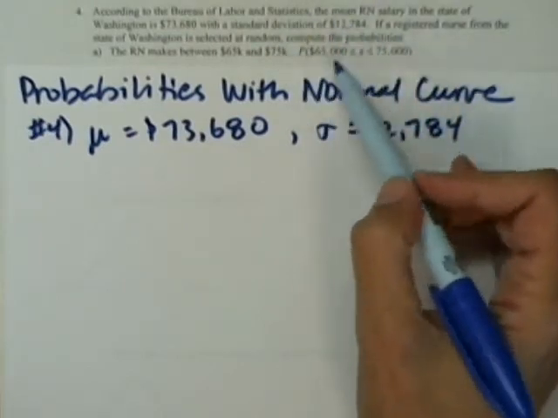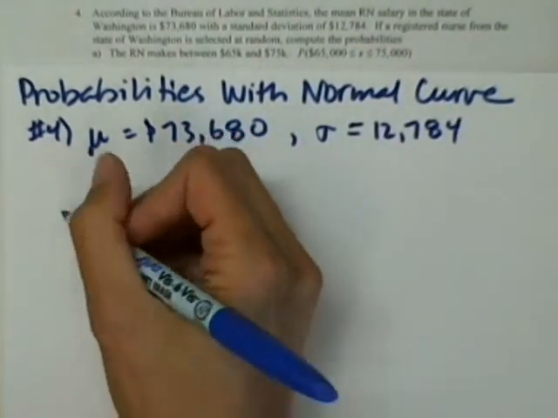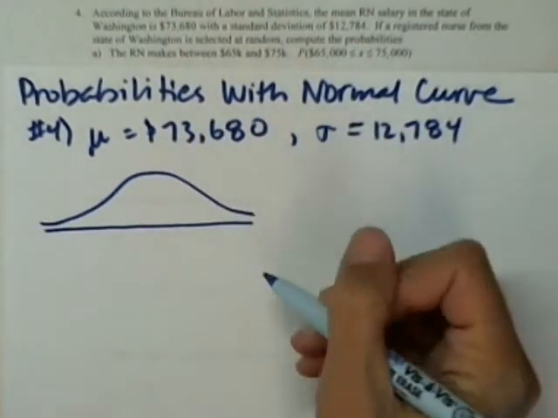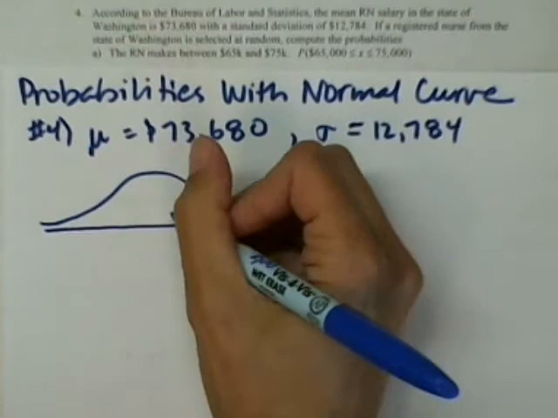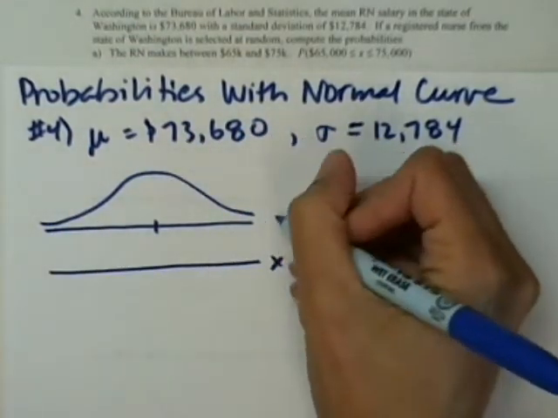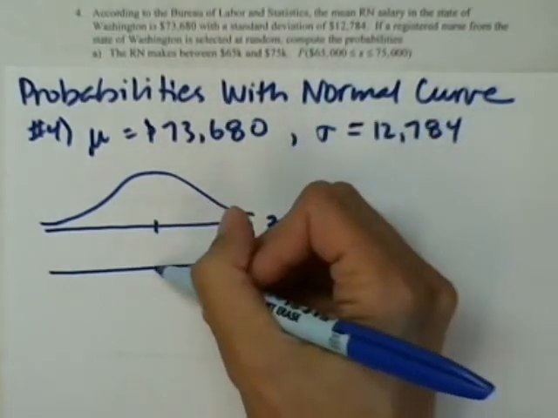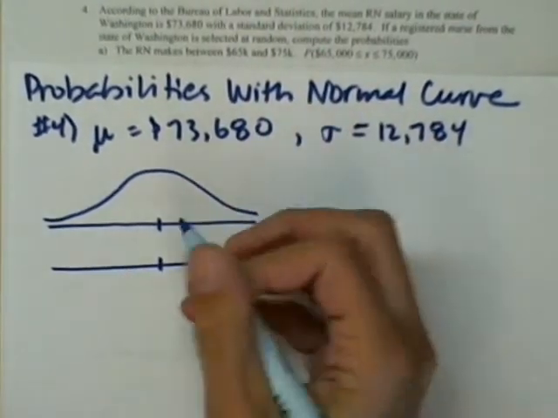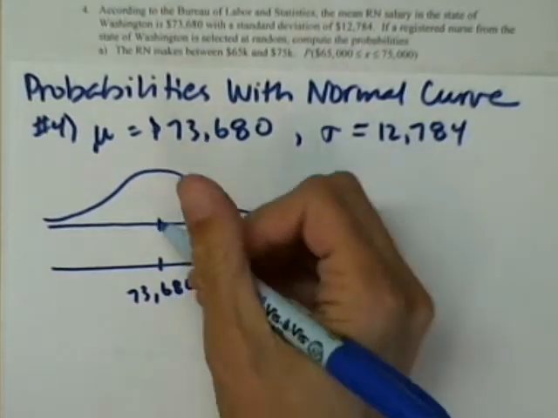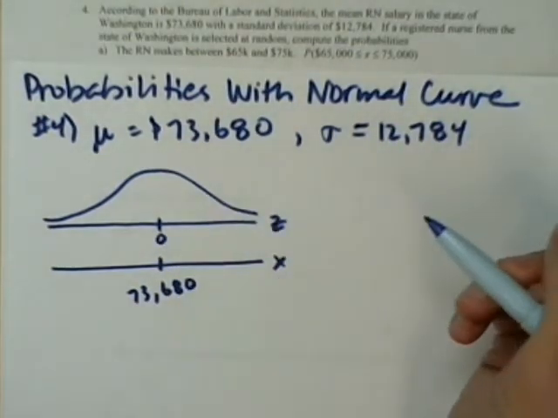And then it says, if a registered nurse from the state of Washington is selected at random, compute the probabilities. Well, because we're in Chapter 6, we're assuming that this variable, nursing salaries in the state of Washington, is normally distributed. I'm going to give myself a couple of scales here. These are my raw scores. These are my z-scores. The mean always falls in the middle if it's normally distributed. So this is 73,680. And the z-score of the mean is always 0.